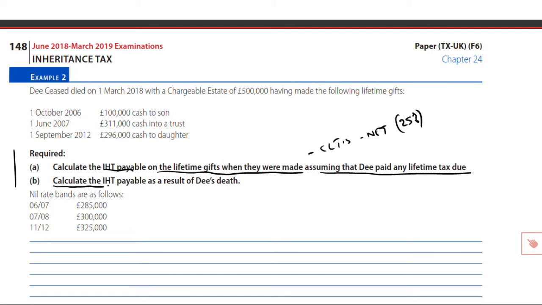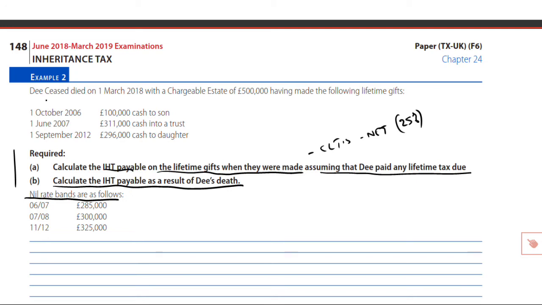And to calculate the IHT payable as a result of D's death. That means, of course, any lifetime transfers made within the 7 years of the date of death become chargeable, as well as the chargeable estate. We can also see that some other nil rate bands have been provided to us here for years when we may have had other transfers that took place. Let's have a little look at what we've got.